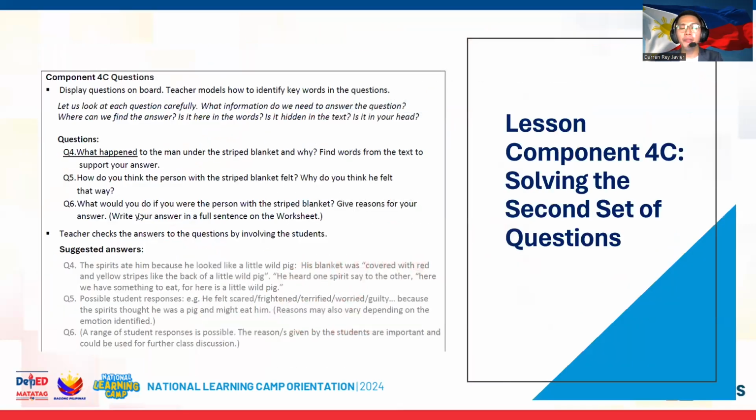So here is the sample lesson plan under component 4C. As you can see, the kind of questions that we have here require the learners to use their critical thinking skills. And then at the same time, there is a suggested answer.